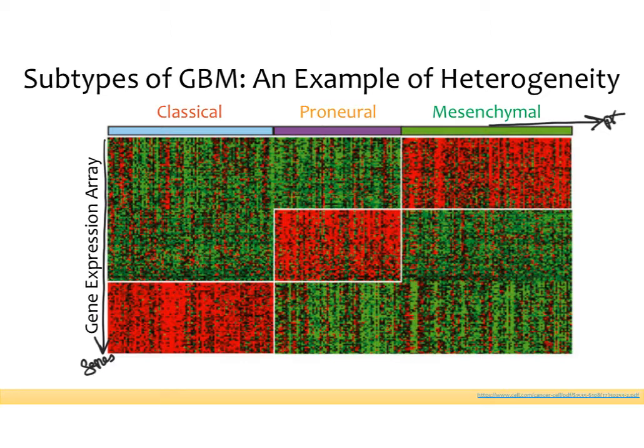And while you can see that there are some overall patterns, these overall patterns that we've defined as being classical, proneural, and mesenchymal, you can see that even within those, there's a lot of variation. If we look at just this box here, there's a lot of variation between each of the subtypes and also within each of the subtypes. And so while we have these broad groups that show us that there is some broad heterogeneity in GBM that can be categorized, there's also tumor level heterogeneity where every single tumor is different.